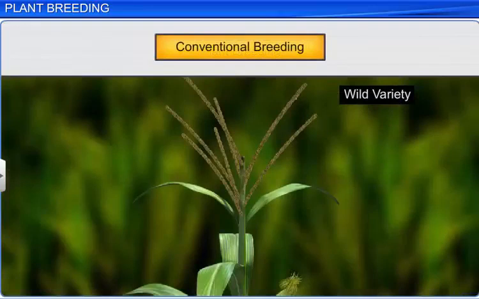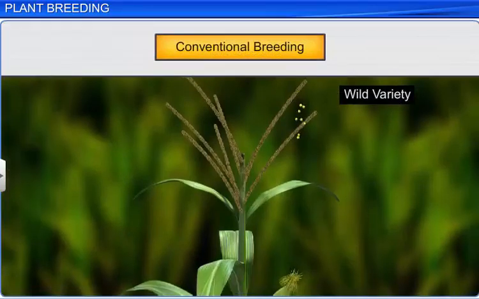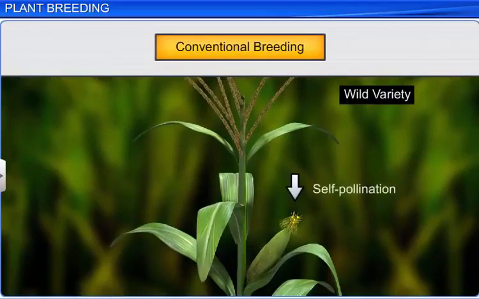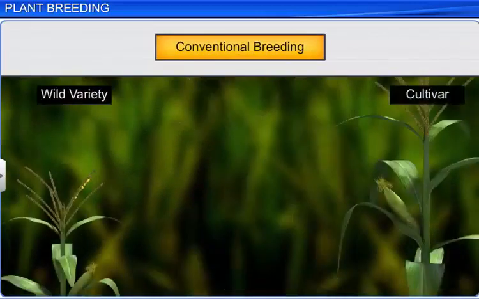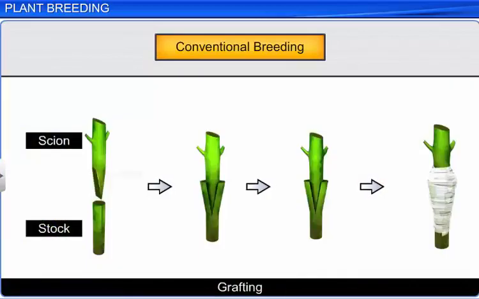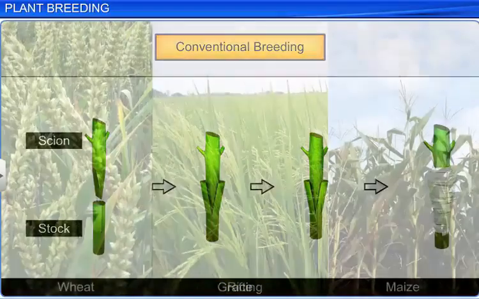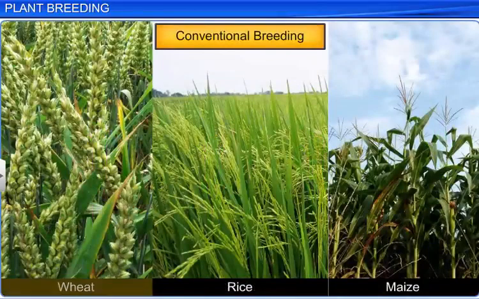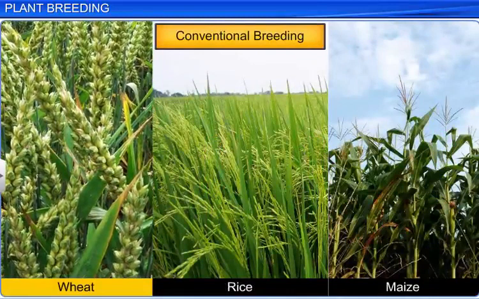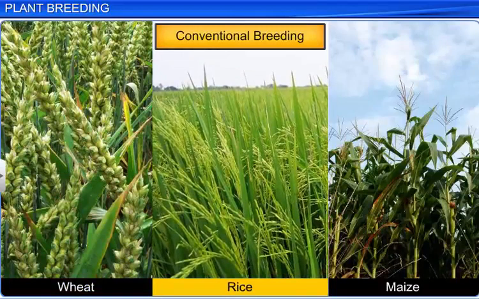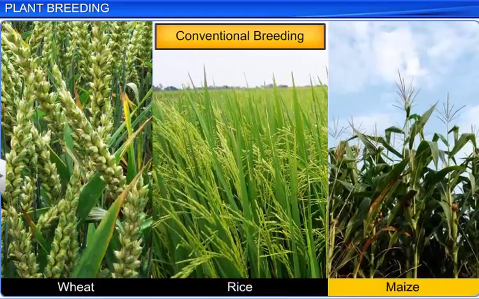Conventional or traditional breeding is crossing plants for desirable characters sexually through self or cross-pollination, or asexually through grafting. Most of the major crops such as wheat, rice, and maize are the result of conventional breeding.